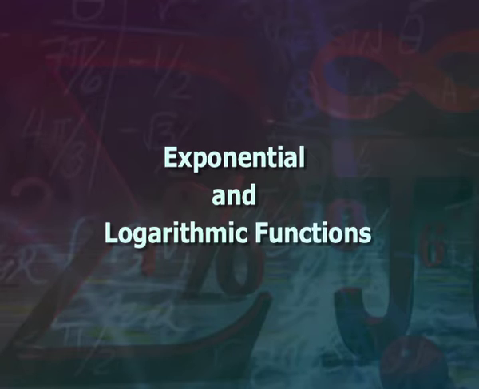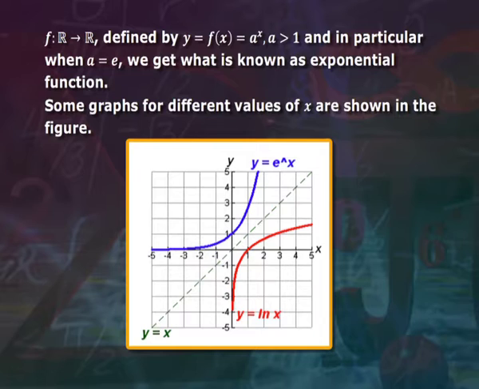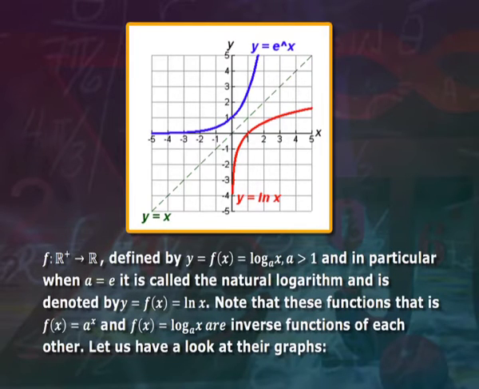Exponential and logarithmic functions: f from R to R defined by y = f(x) = a to the power x for a greater than 1, and in particular when a = e, we get what is known as the exponential function. Some graphs for different values of a are shown in the figure. f from R plus to R defined by y = f(x) = log of x to the base a, with a greater than 1, and in particular when a = e, it is called the natural logarithm and is denoted by y = f(x) = ln x. Note that these functions, that is f(x) = a^x and f(x) = log of x to the base a, are inverse functions of each other. Let us have a look at their graphs.